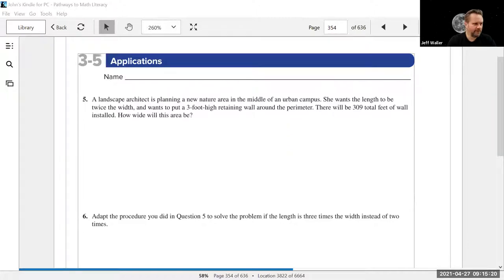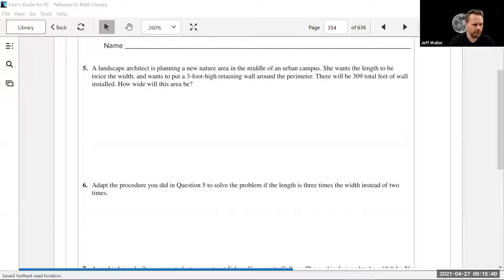Okay, anything else, guys, before we get back into what we left off in the book here? Can you just go over number 5? I think I started it, but then I got tripped up. So the big thing to do on number 5 is to first draw the picture.